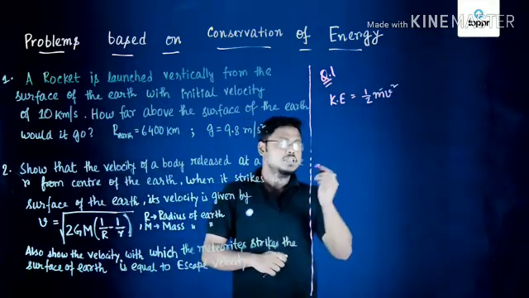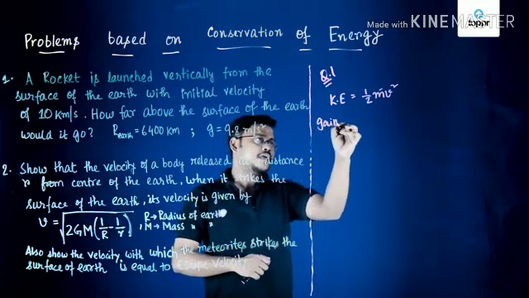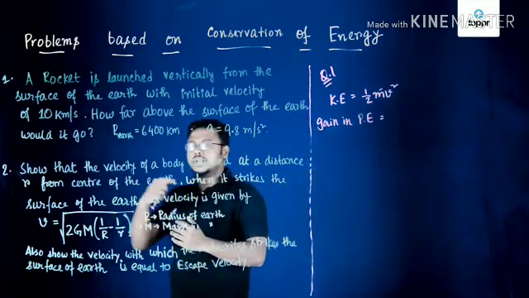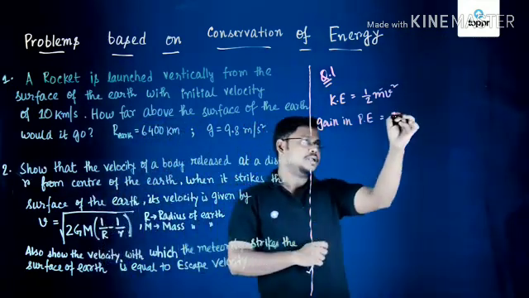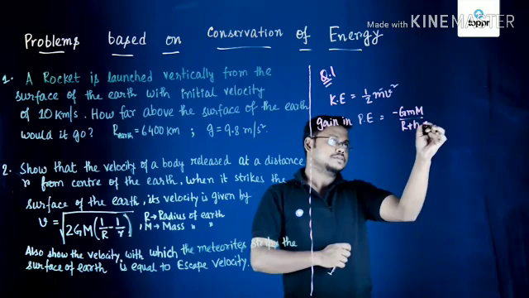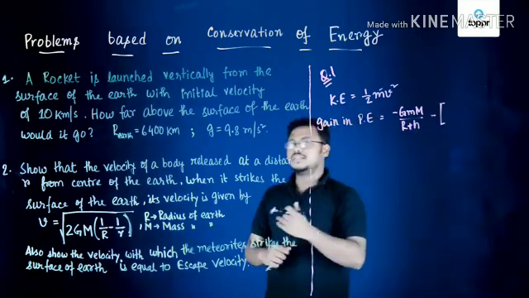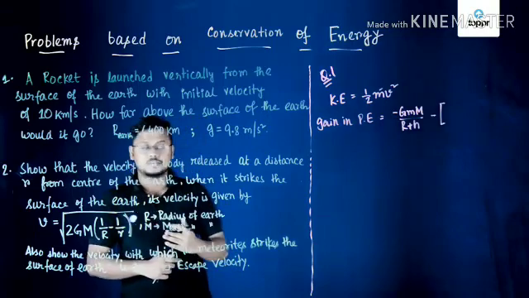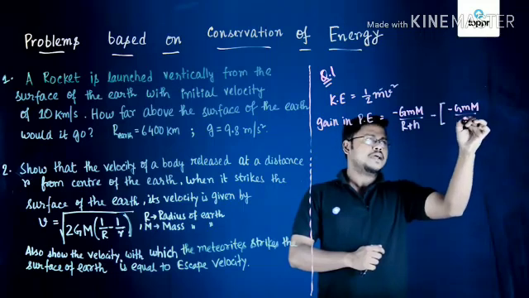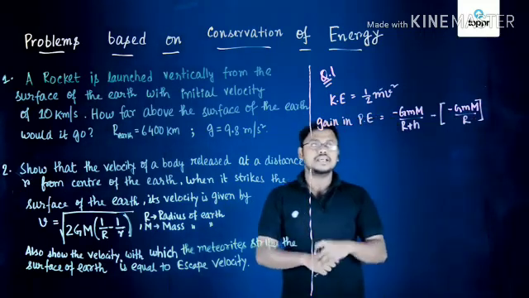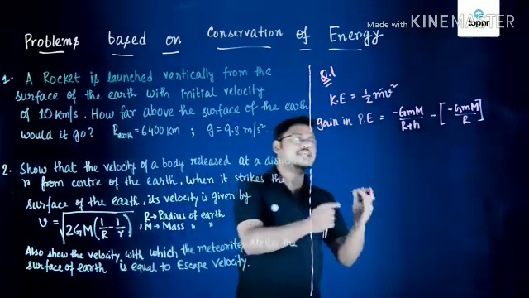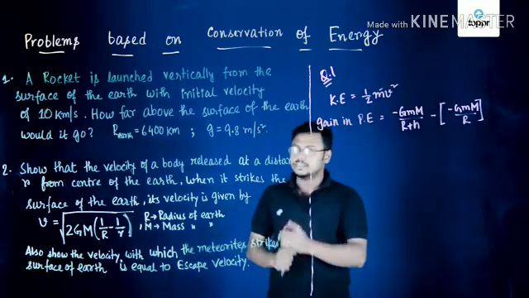Now the gain in potential energy, when it is going up to a certain height h, the value of the potential energy will be minus GMm divided by R plus h, minus the initial potential energy when the rocket was at the surface of the earth, which is minus GMm divided by the radius of the earth. So the initial kinetic energy we are providing to the rocket must be equal to the gain in potential energy, from the conservation of energy principle.